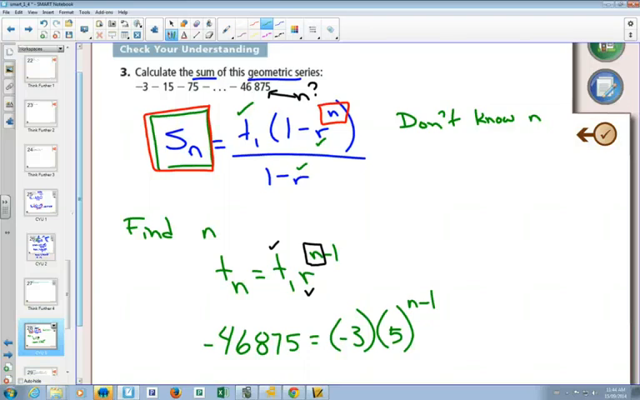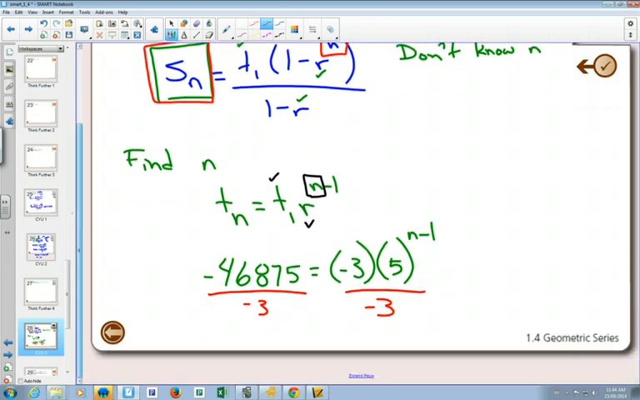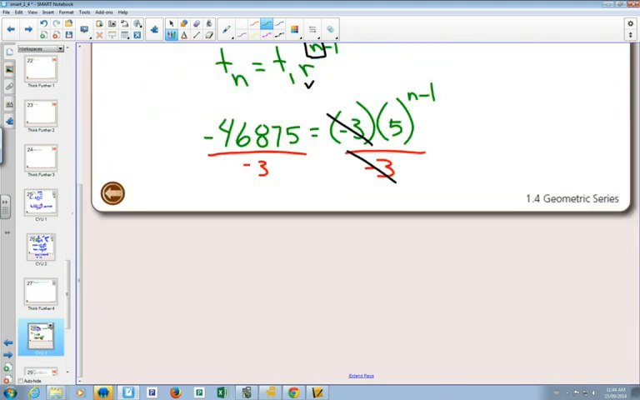So if I take negative 46,875, and I divide that, because if I divide both sides of this equation right now by -3, I'm allowed to do that, because what you do to one side of the equation, you do the other. That will cause these 3's to cancel out. And on this side, I'll be left with 5 to the n minus 1. And on the other side, I'll be left with 15,625.